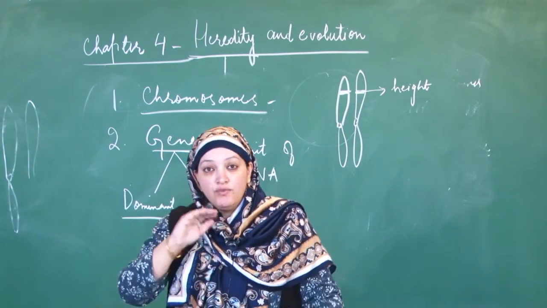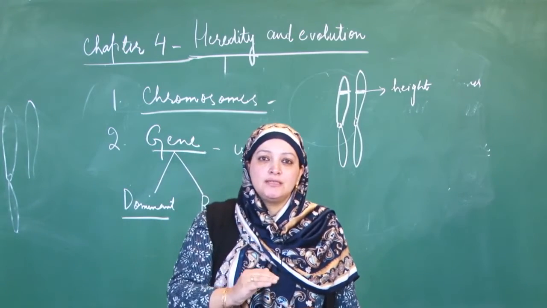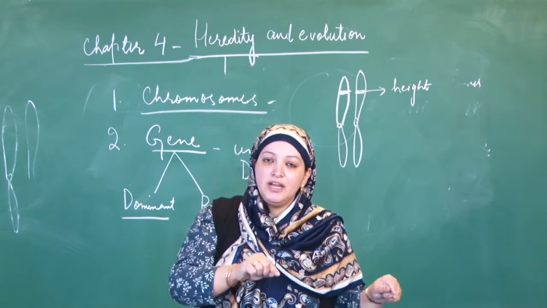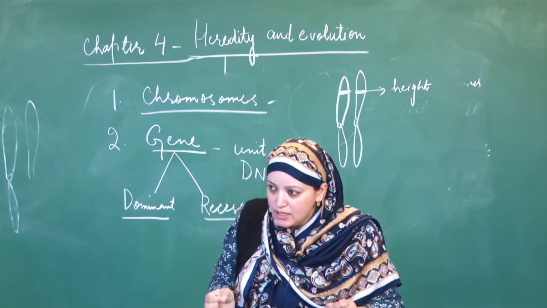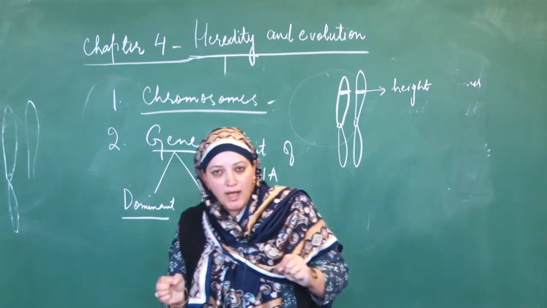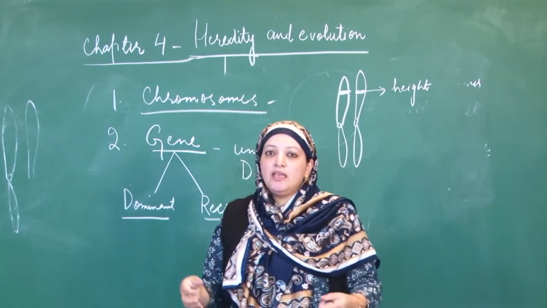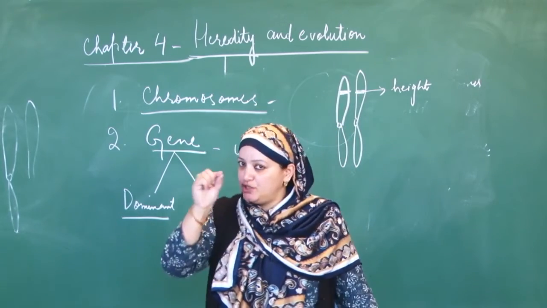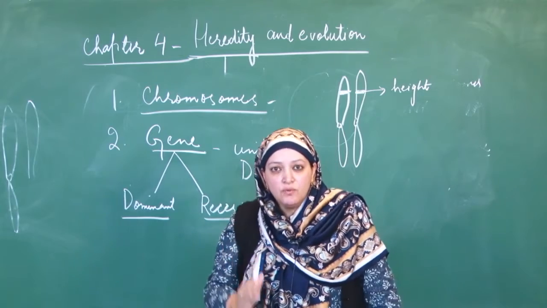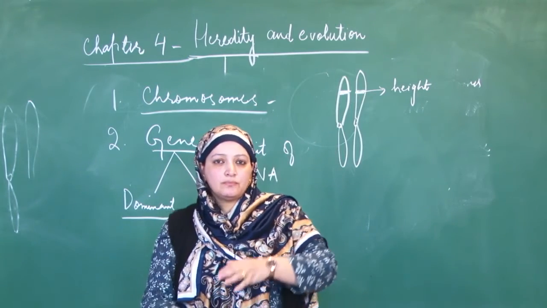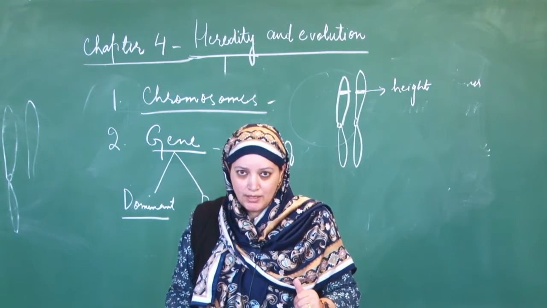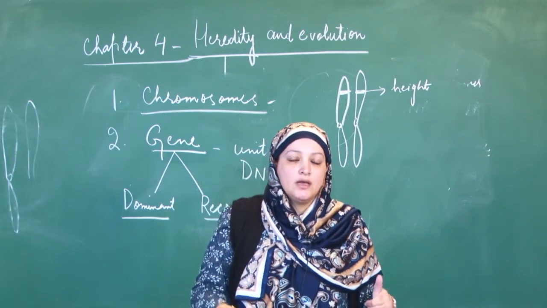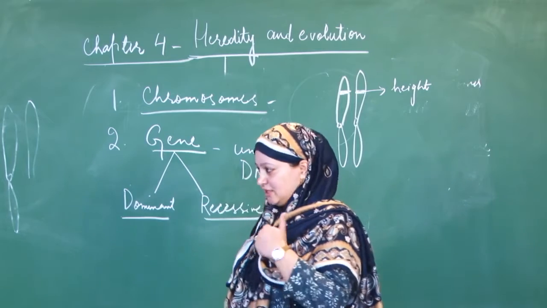The one which does not get expressed in presence of an alternate gene for the same character is called the recessive gene. So what is a dominant gene? A dominant gene is the one which gets expressed in the young one even in presence of an alternate gene for the same character. The gene which does not get expressed in presence of an alternate gene for the same character is the recessive one. So this is what is called dominant and recessive.